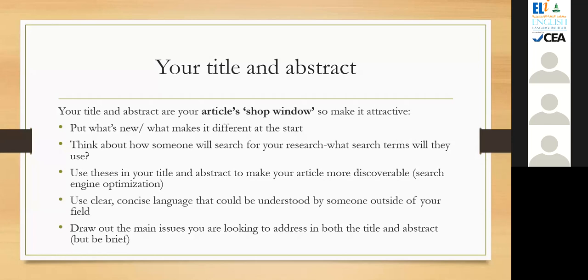Okay, so for example, education in Saudi Arabia. Okay, Greek mythology. So I have to use this in my search engine optimization in order to find similar topics. So that's why it's important for me to write a title and abstract, and use these keywords in my title and also in my abstract. Use clear, concise language that could be understood by someone outside of your field.